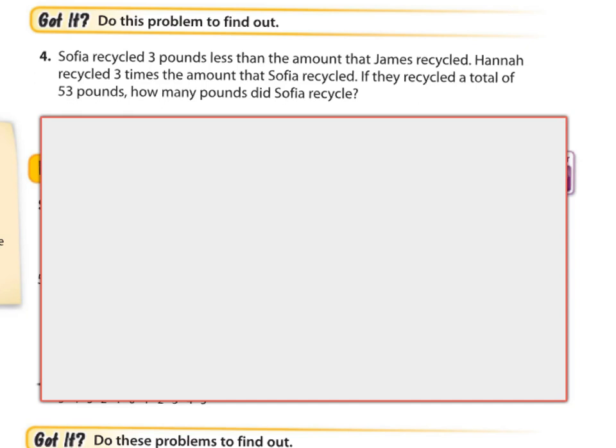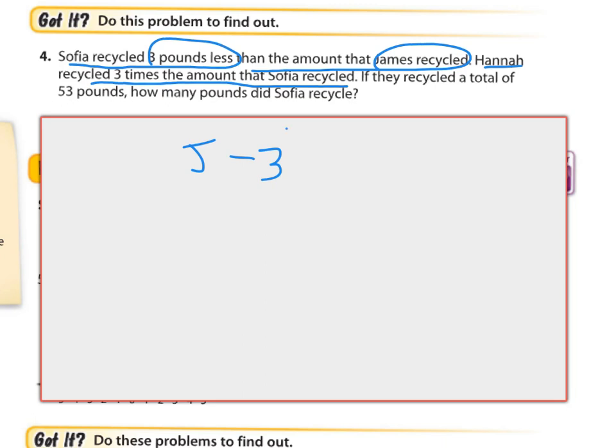So let's write what we know. We know Sophia recycled 3 pounds less than the amount James recycled. Then James. Hannah recycled 3 times the amount that Sophia recycled, so that's going to get multiplied times 3. That's Hannah. If they recycled a total of 53 pounds, so together, oh, wait a minute, though. I have to have 2 J's. Sorry, that's my mistake. I'll explain again. Let me go all the way back and start over.